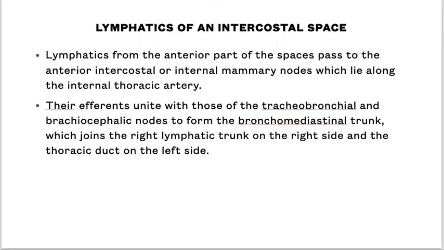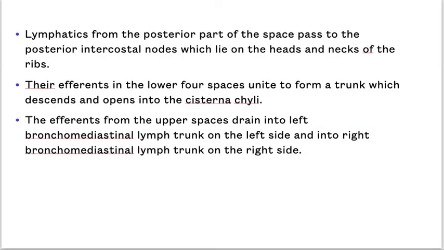Lymphatics. Lymphatics from the anterior part of the space pass to the anterior intercostal or the internal mammary nodes, which lie along the internal thoracic artery. Their efferents unite with those of the tracheobronchial and the brachiocephalic nodes to form the bronchomediastinal trunk, which joins the right lymphatic trunk on the right side and the thoracic duct on the left side.